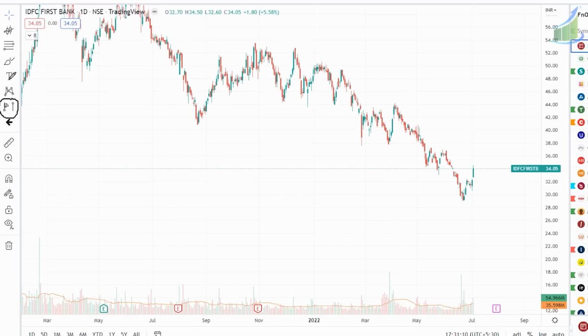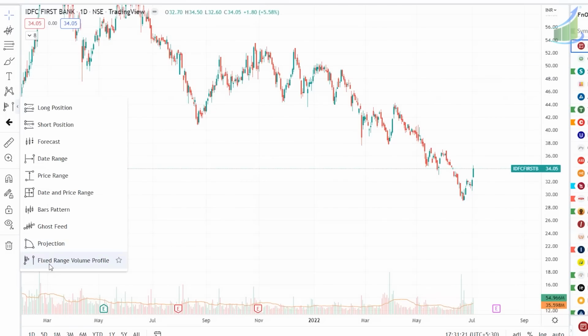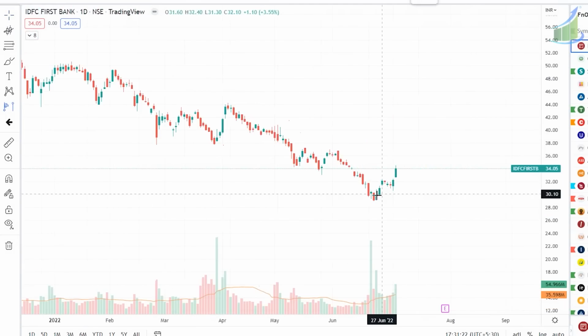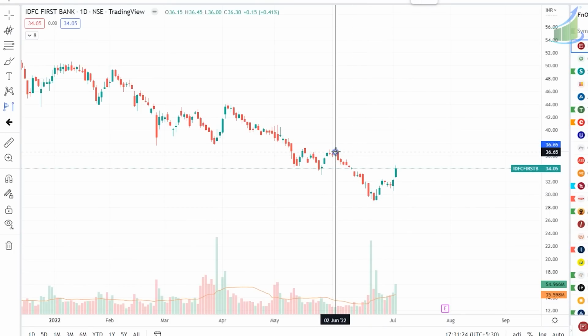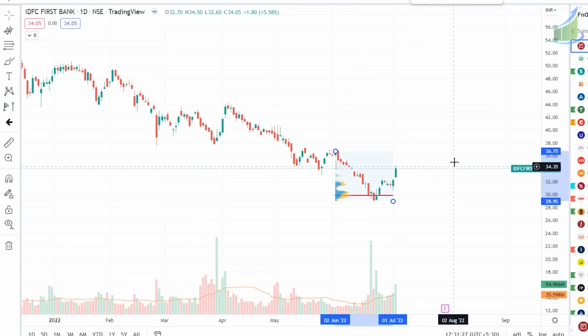1, 2, 3, 4, 5, 6, 7. Seventh number you come, and from there you have to take the volume profile. You pick it up from here. This is the fixed range volume profile, and plot it here. Just plot it over this period of this place.